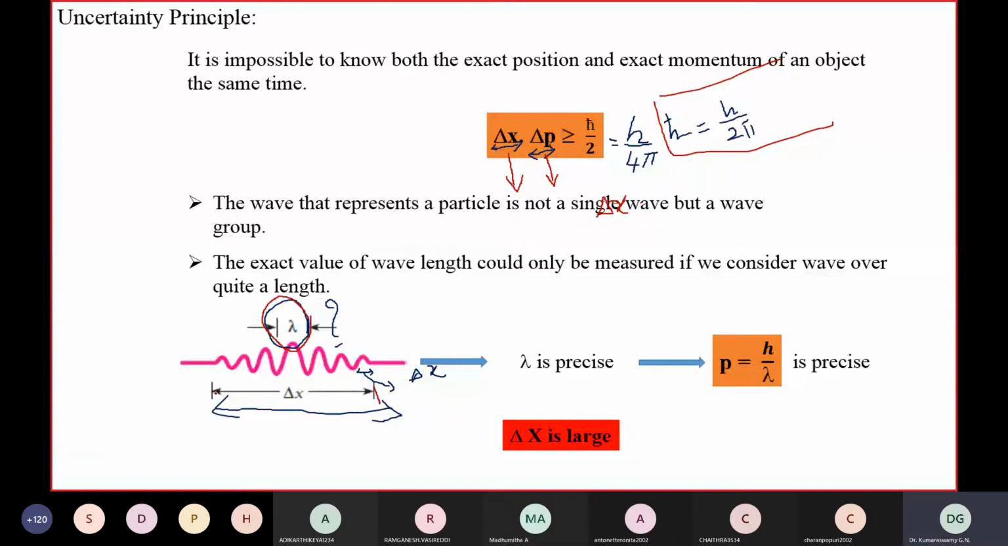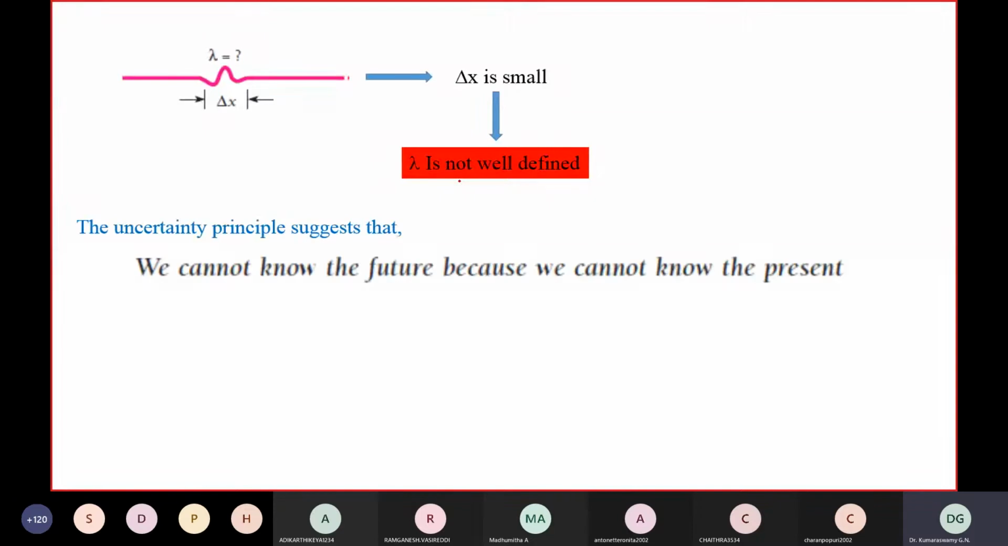So the meaning is that if you try to reduce delta p, delta x increases, right? If you try to reduce delta x, delta p increases. That is the meaning. And this is an inherent characteristic. This is not because of our measurement. So the uncertainty principle suggests that we cannot know the future because we cannot know the present, because we have so much uncertainty in the present itself. So it is obvious we cannot know the precise future of a particle, of a system, right?